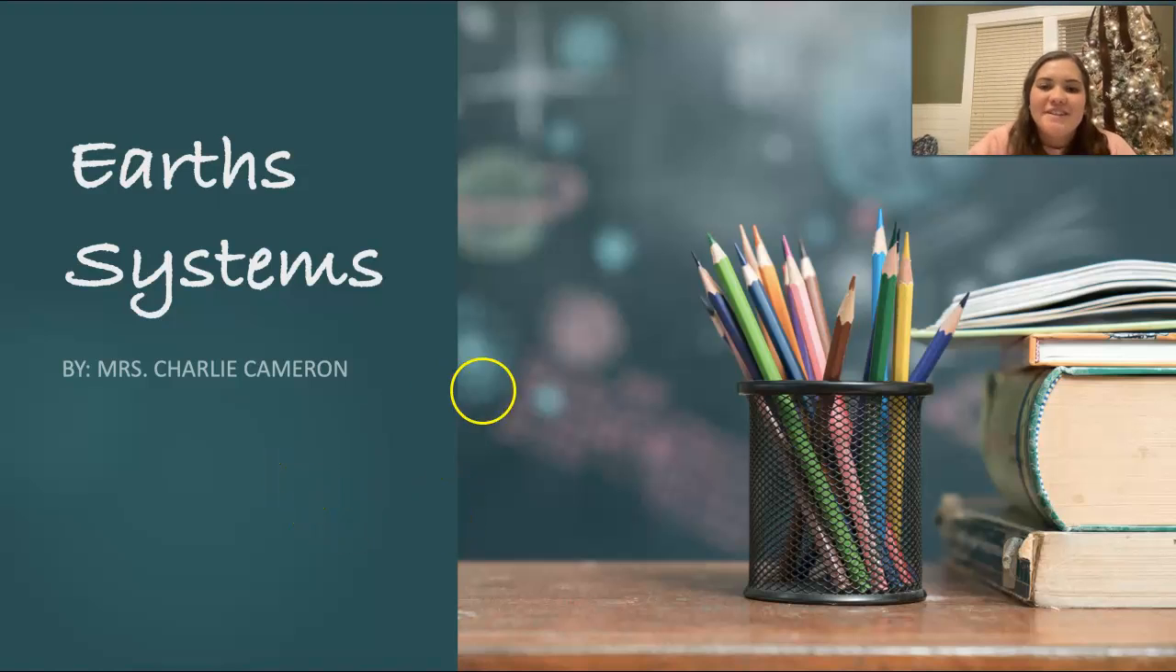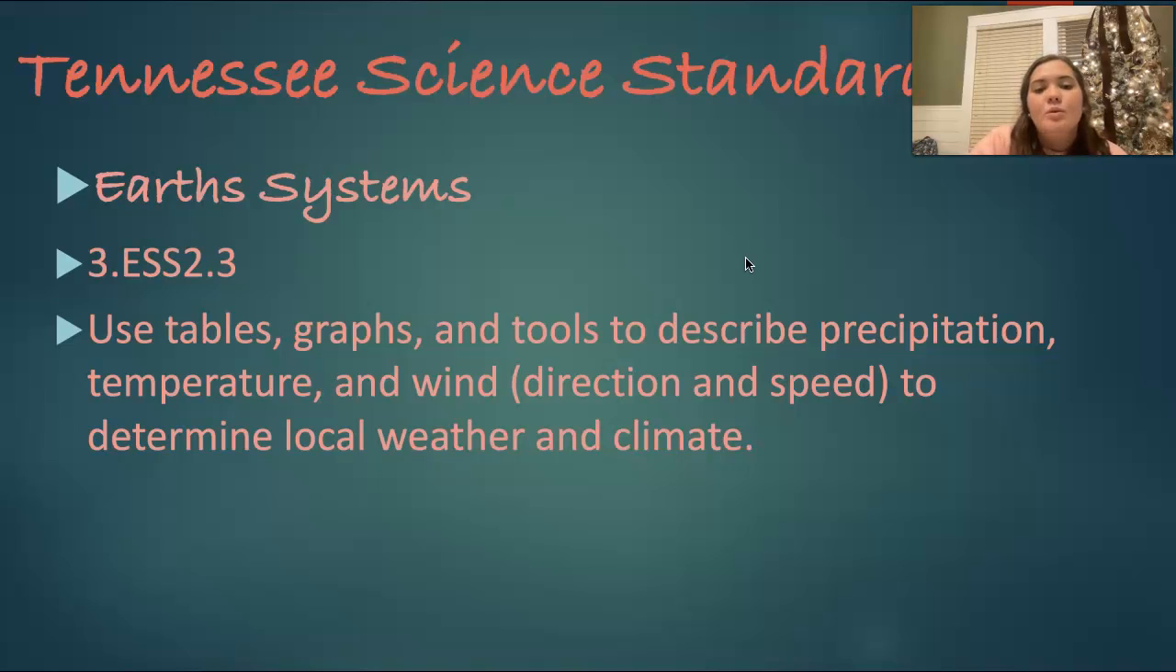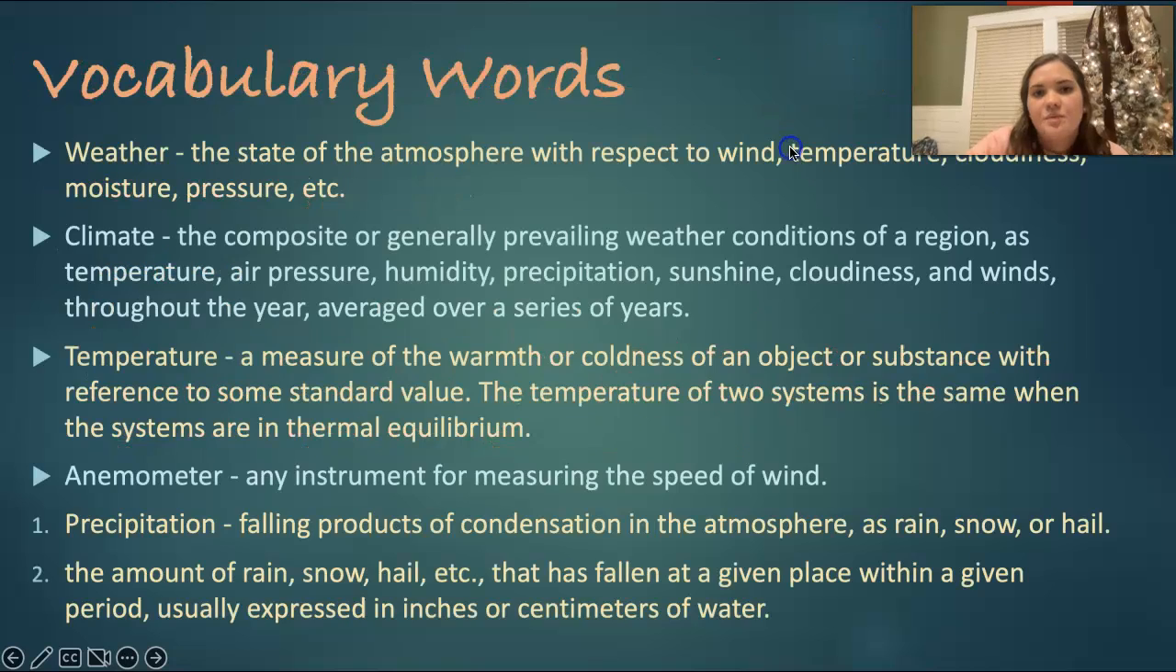Cameron's third grade. Today we're going to be looking at Tennessee Science Standards, Earth Systems, 3.ESS 2.3. We're going to look at using tables, graphs, and tools to describe precipitation, temperature, and wind, the direction and speed of wind, to determine local weather and climate.